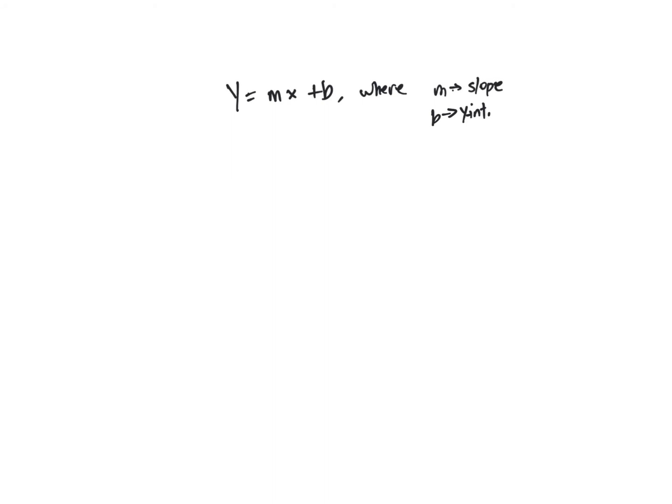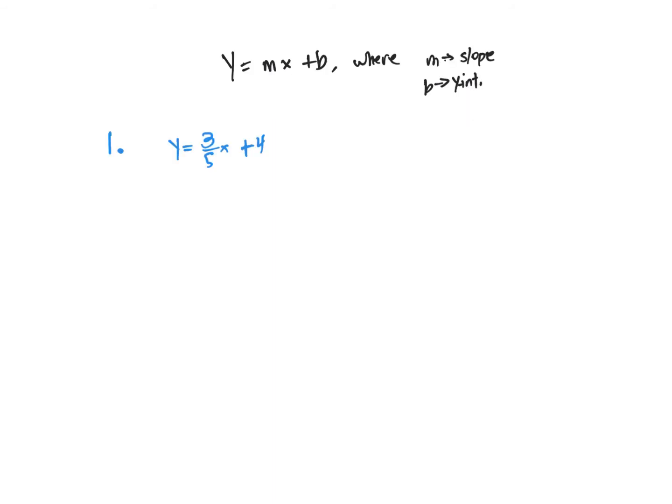Today we're going to be working on finding the slope and y-intercept of a line from a line equation in y equals mx plus b form and also standard form. So in this first problem here, y equals 3/5 x plus 4, we're looking for the slope and the y-intercept.